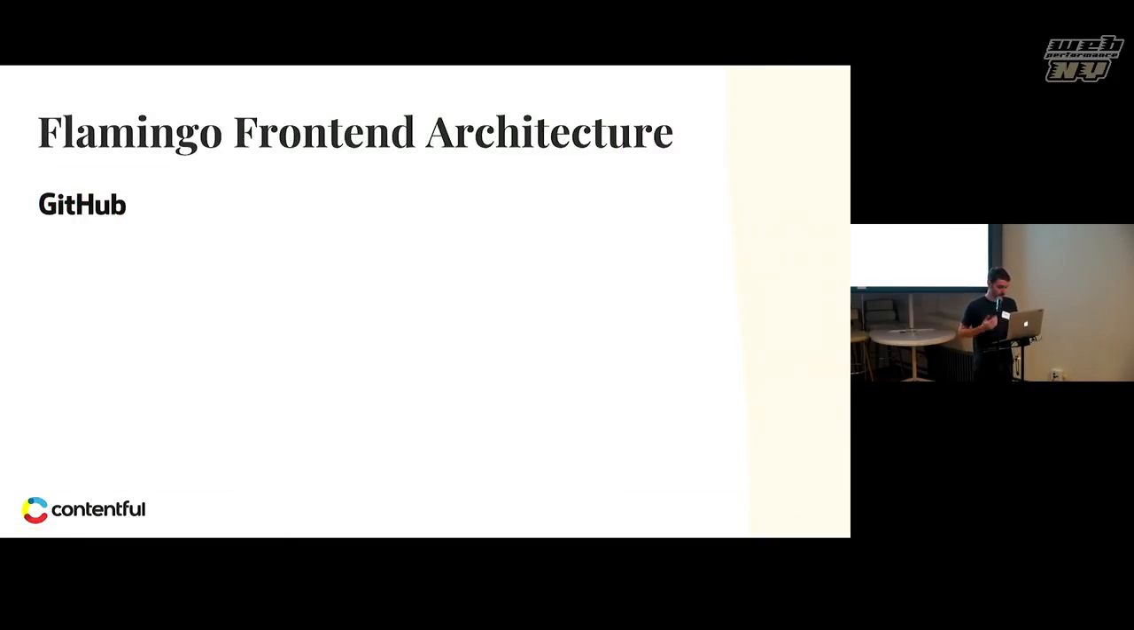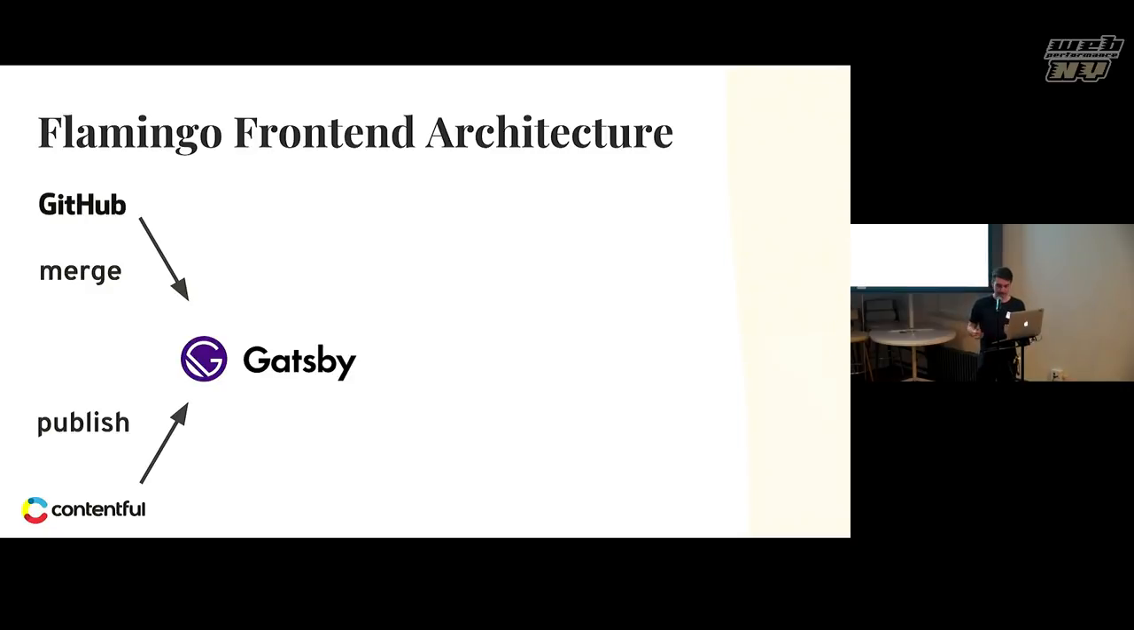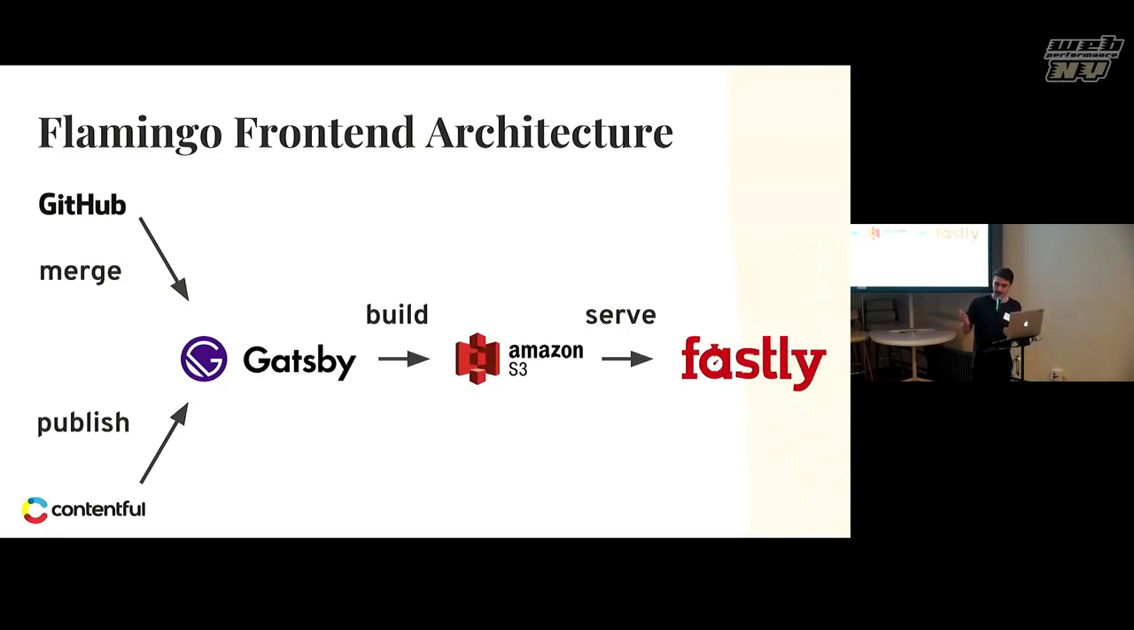So we have our code in GitHub and our data in Contentful. And so whenever a developer merges new code to GitHub, or a product manager updates some data in Contentful, either one of those things will trigger a new Gatsby build. Gatsby will build our entire site, turn these into static HTML files and JavaScript bundles and all of our assets. And we can just host those on S3 and then ultimately serve them behind Fastly.